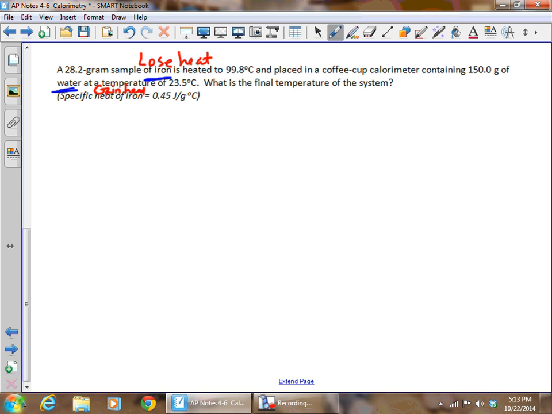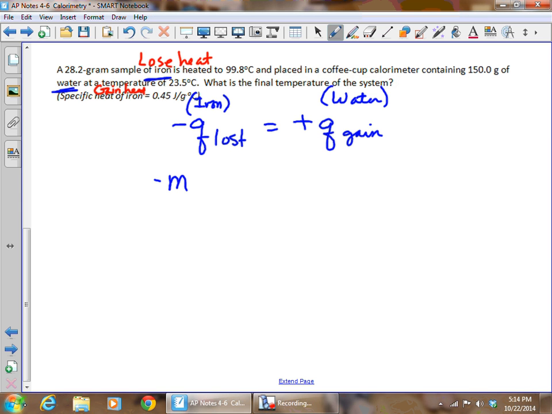So when I write this equation, I'm going to start out by saying that we have a system where one side is going to lose heat and the other side is going to gain heat. And we just said that the loss of heat was going to be the iron and gaining heat was going to be the water. Now both of these are m c delta T. Both of them are simply calculating q for each one of them. So we can say this.